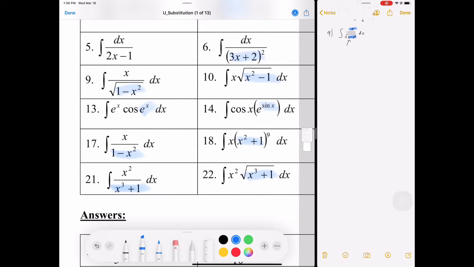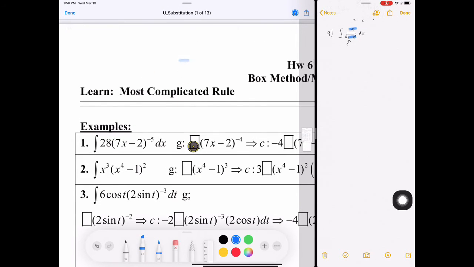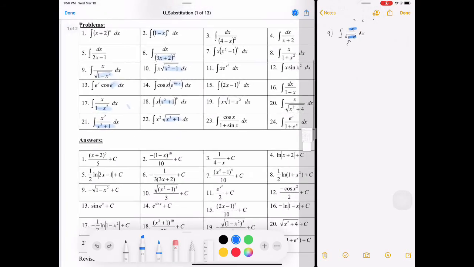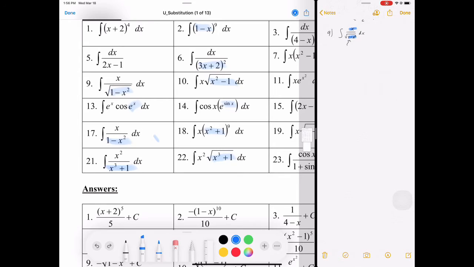The derivative of e to the x is e to the x. The derivative, let's look at this one here. The derivative of e to the x is e to the x, and that would divide out. The derivative of 1 minus x squared is negative 2x, and this would divide out.